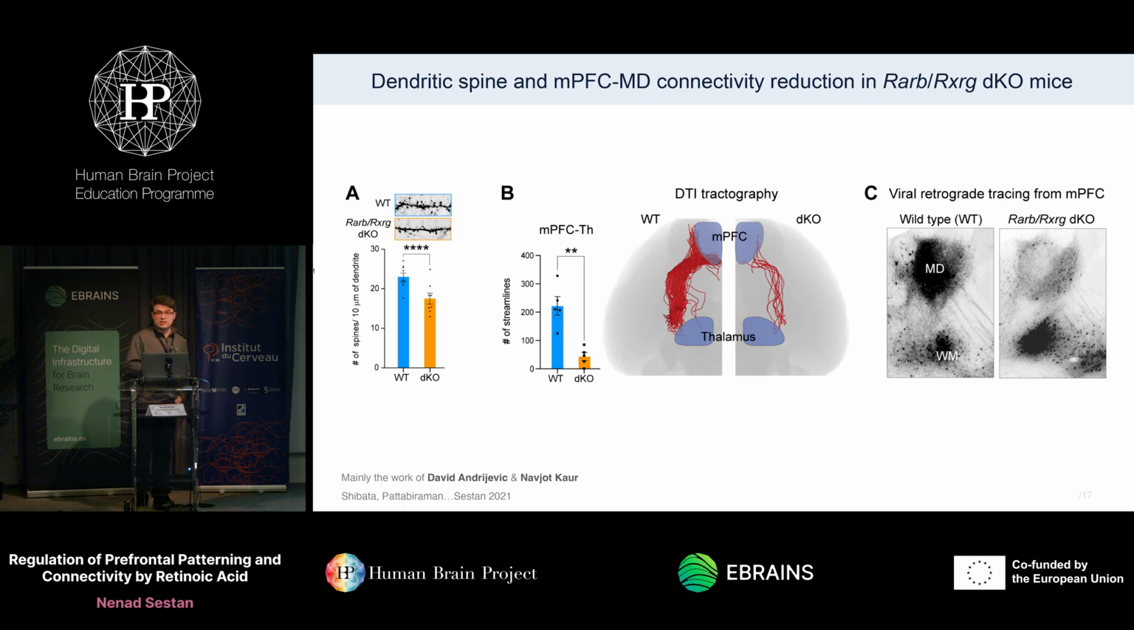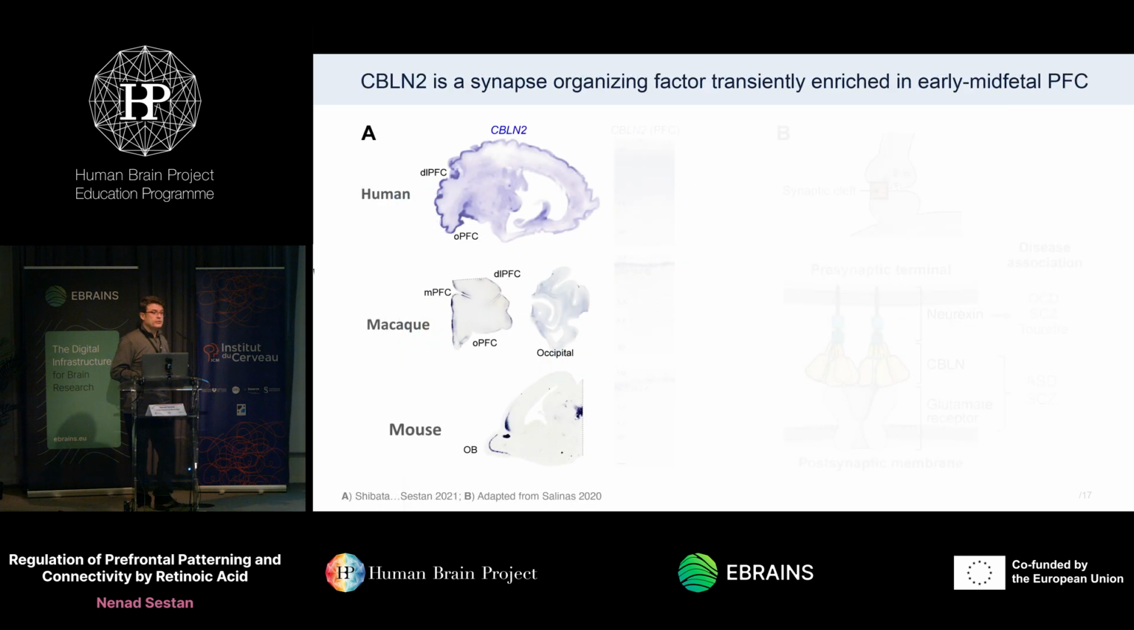And you can see that basically the reciprocal projection between mediodorsal nucleus and medial prefrontal cortex is attenuated, or at least reduced, in this double knockout, indicating that loss of retinoic acid has a consequence on both dendritic spine formation as well as formation of long-range connectivity between mediodorsal nucleus and prefrontal cortex. So what does mediate this? Can we identify those? And one of the genes that caught our attention was cerebellin-2.